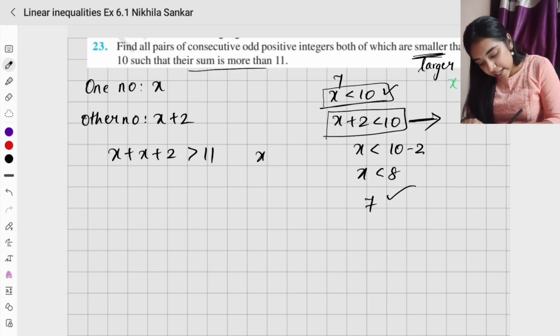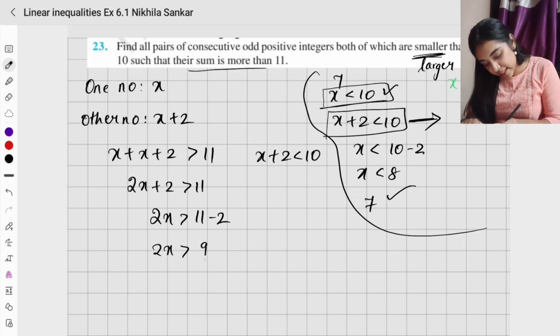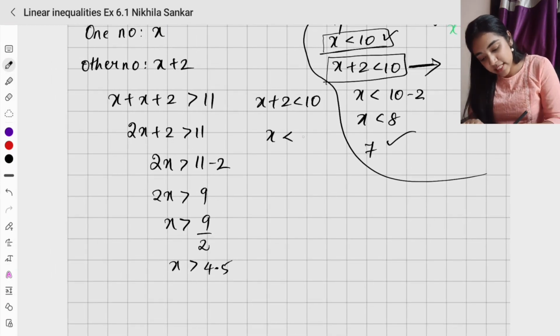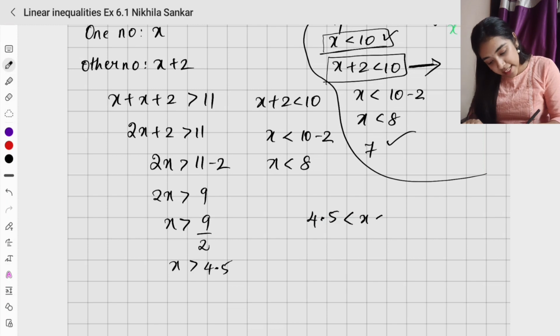Okay, so I have x plus 2 less than 10. This is my other equation. Okay, so when I solve 2x plus 2 greater than 11, 2x greater than 11 minus 2, so 2x greater than 9, x greater than 9 divided by 2. அப்ப x is greater than 4.5. So x is 4.5 ஓட greater இருக்கு. இது ஒரு equation. இந்த இடத்துல இன்னொரு equation என்ன? x is less than 10 minus 2. So x is less than 8. What is my range of values? 4.5 less than x less than 8.